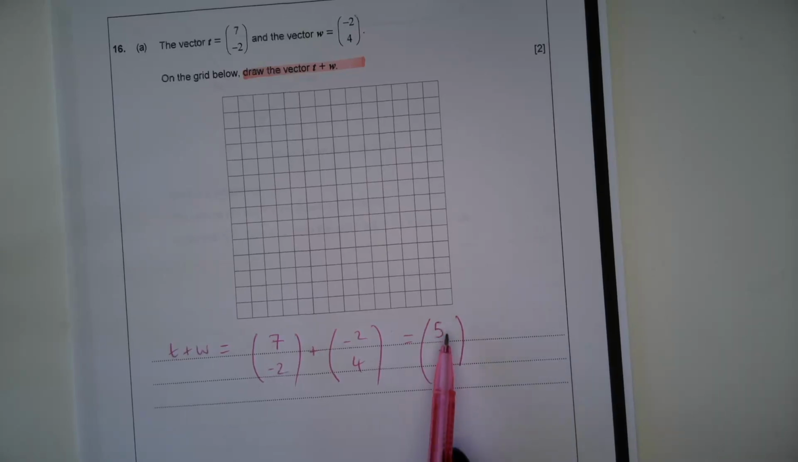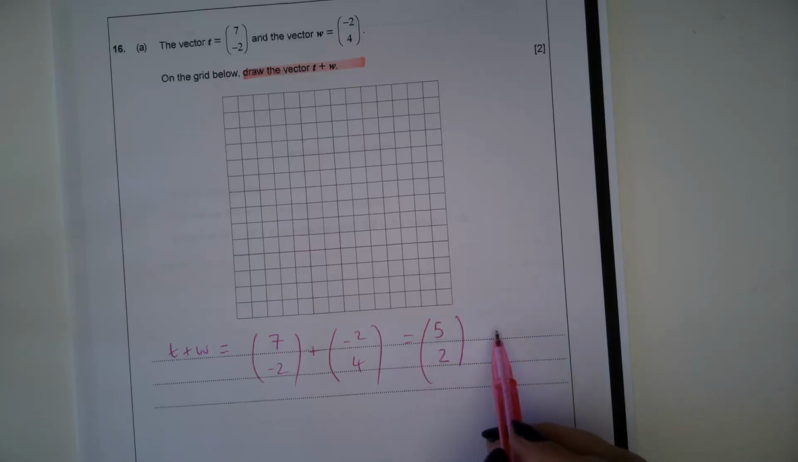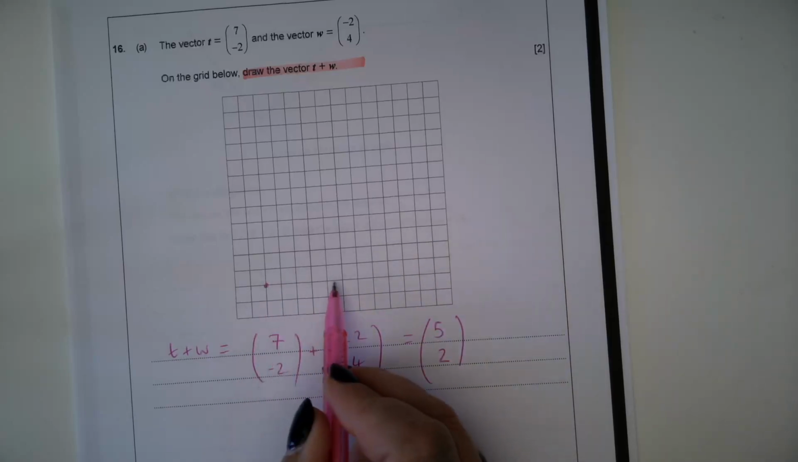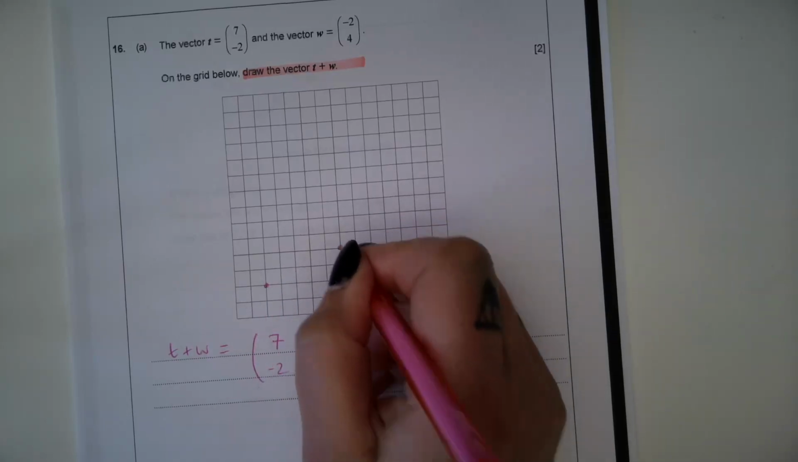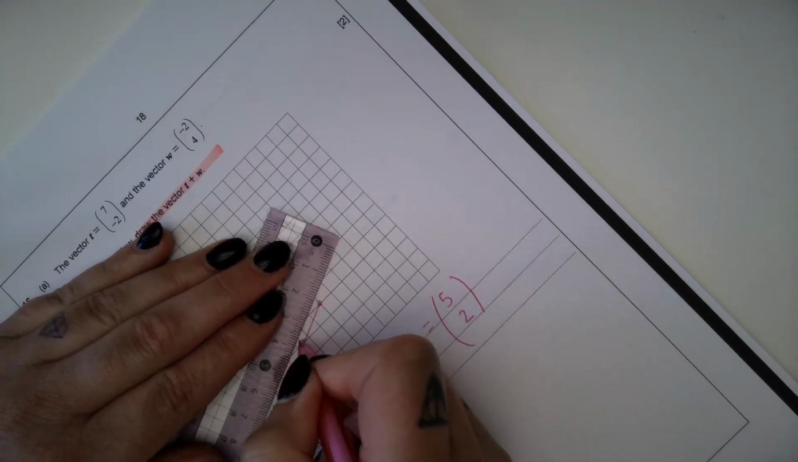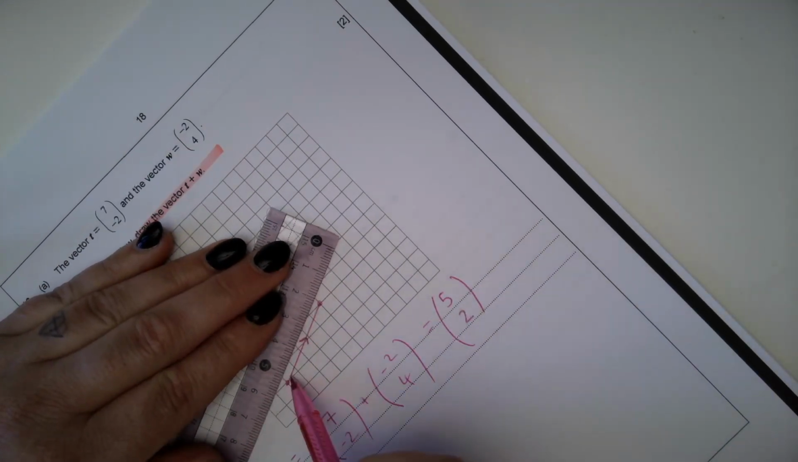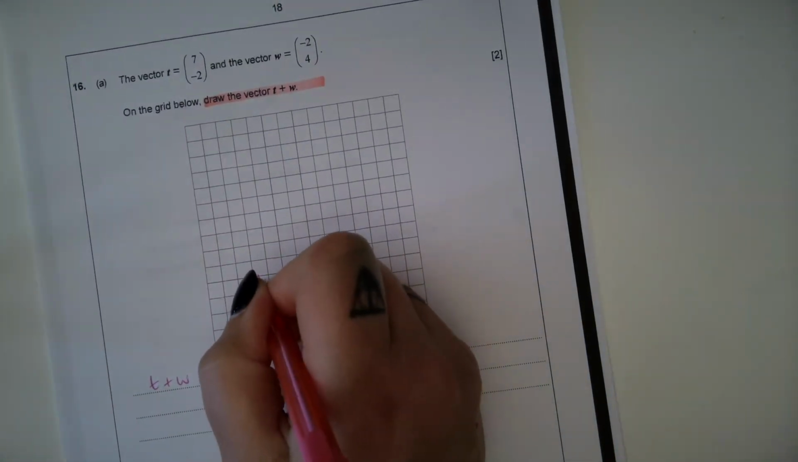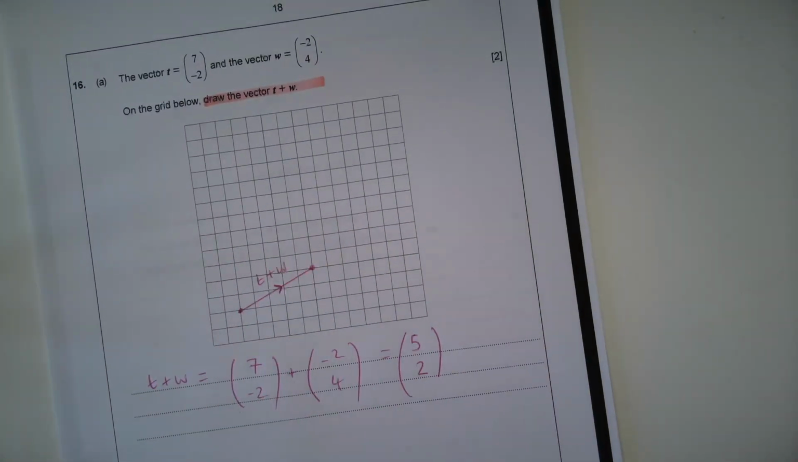Okay. This vector gives us a direction, don't forget. So we'll have a starting point, and then the vector is going 5 places to the right and 2 places up. So let's start here. We're going to go 5 right and 2 up, and then we're going to draw a line, and then we're going to draw an arrow in the direction that we travel, because we started here and we went there. So this is t plus w.